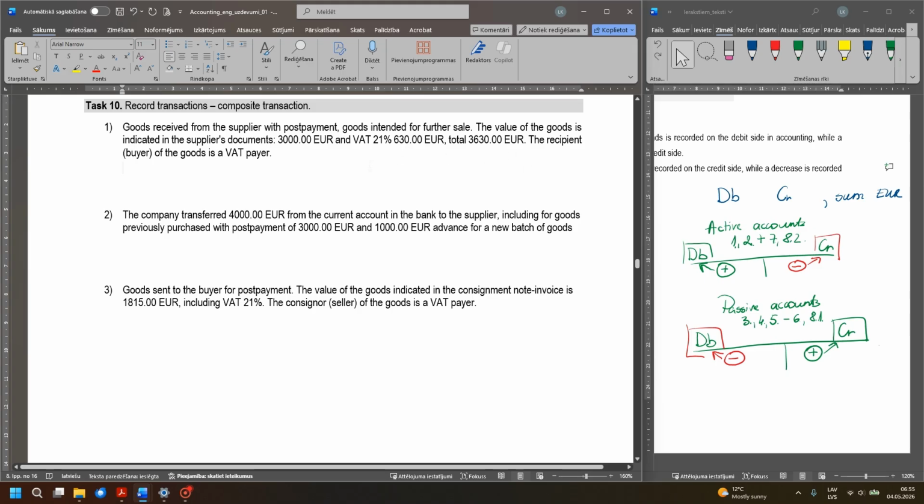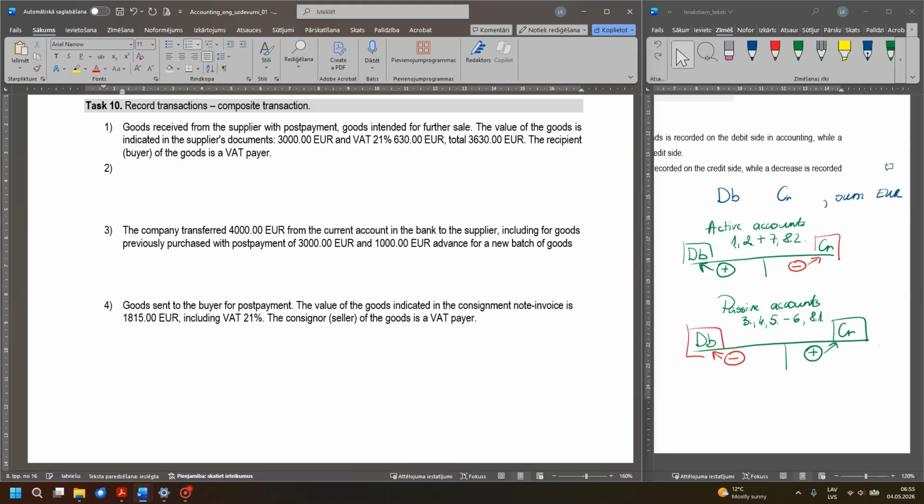The value of the goods in the documents, like the invoice, is 3,000 euro without value added tax. This is value added tax, and value added tax is 21%. It's different in different countries. So the total value for the goods we get is 3,630. And we are a VAT payer.